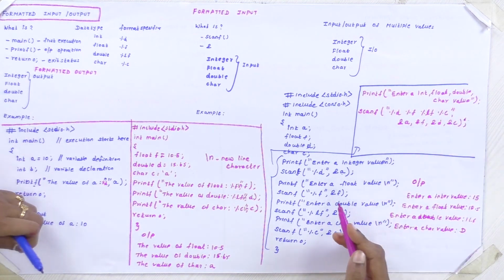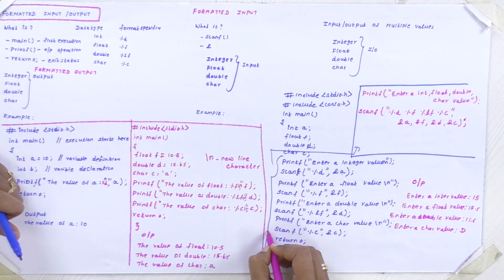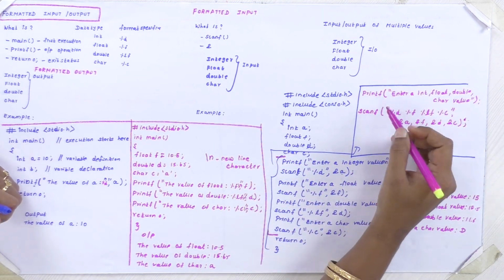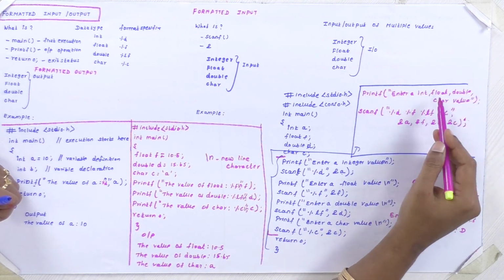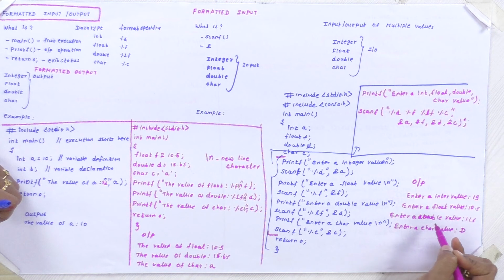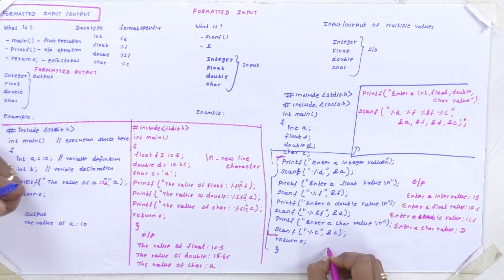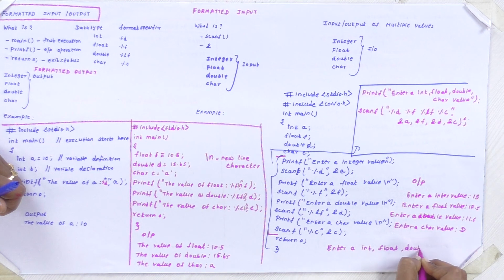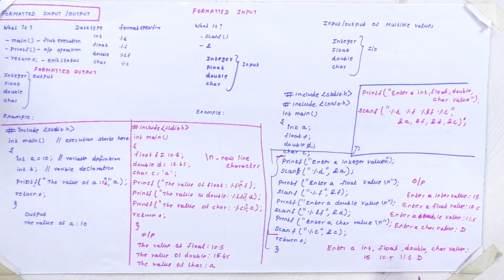Then terminate the statement. So instead of giving separate statements, you can give it in a single line also. This also gives the same output. The output will be like: enter an int, float, double, char value. Then the user can type an int value 15, space, 10.5, 11.6, D. So in a single line we are getting multiple inputs and outputs.